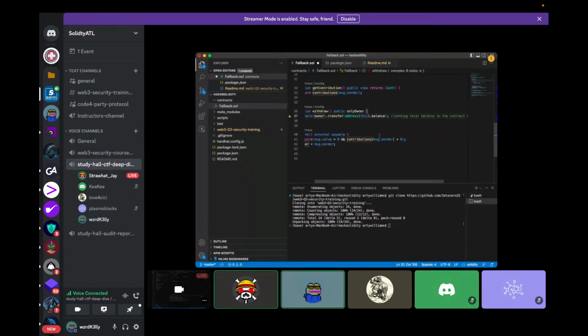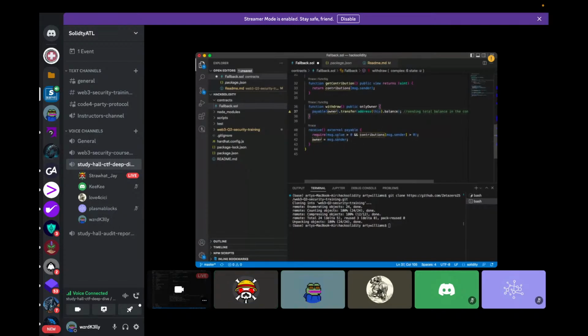Okay. All right. And then this is a receipt. Oh, this is the function so that it can receive money from outside the contract, right? So it's external, it's payable, and it requires that the value is greater than 0, that the contributions of message.sender is greater than 0. Then it's saying the owner equals message.sender.